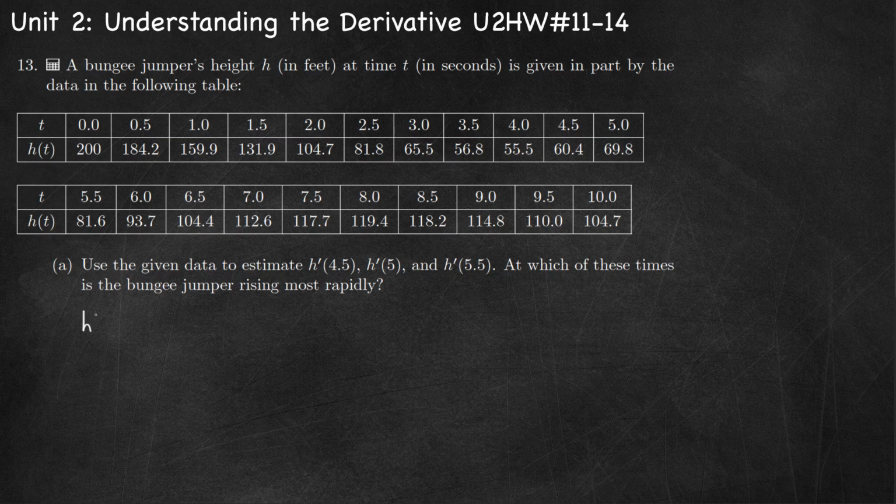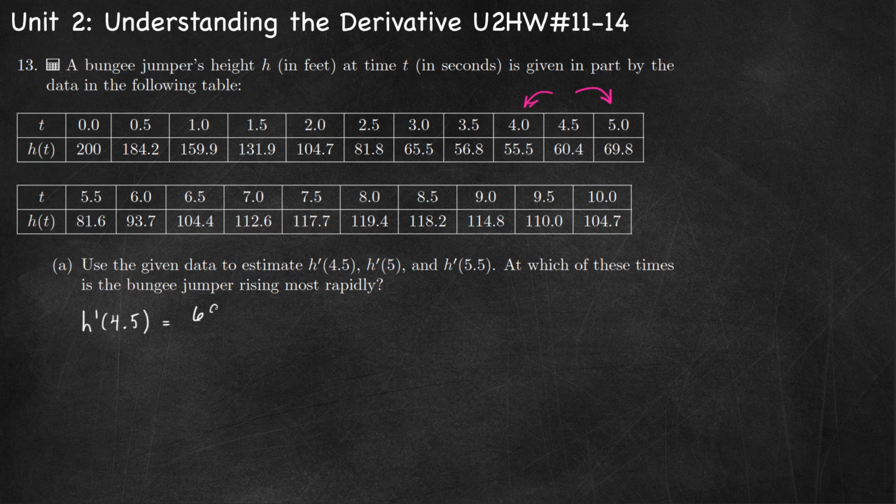So to find h prime of 4.5, we can't find it exactly, but we can estimate it by taking the two closest surrounding points and finding the slope between those 2 points. So that's called a central difference. And basically what we're doing is we're moving a little bit away from the point in each direction and finding the slope of the secant line that passes through two surrounding points. As long as our two surrounding points are reasonably close to the point that we're really interested in, our estimate will be fairly accurate. So to estimate h prime of 4.5, we're going to pick the closest two surrounding points.